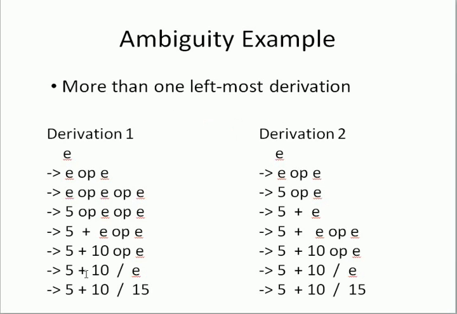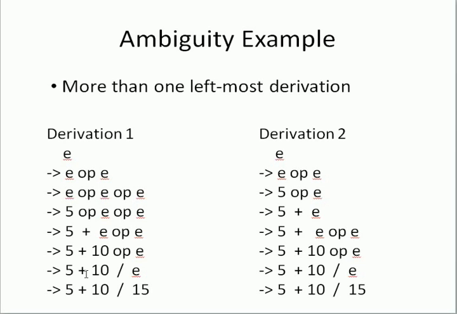In derivation 1, the expression becomes an expression, an operator, and another expression. And this one is left recursive, so then the left expression is expanded to become another expression, operator, and expression. Then the first expression becomes a number, which in this case is 5. Then the operator becomes an addition, then the next expression becomes a number, which is 10, and the operator becomes a division, and the last expression becomes a number, which is 15.